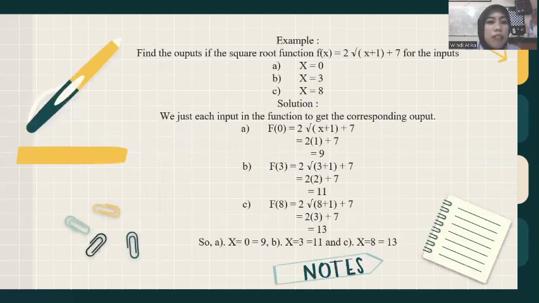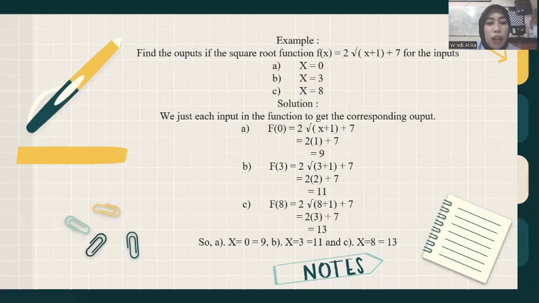Example: find the output of the function f(x) equals 2 times square root of (x plus 1) plus 7 for the inputs A, x equals 0; B, x equals 3; and C, x equals 8. Solution: we use each input in the function to get the corresponding output.